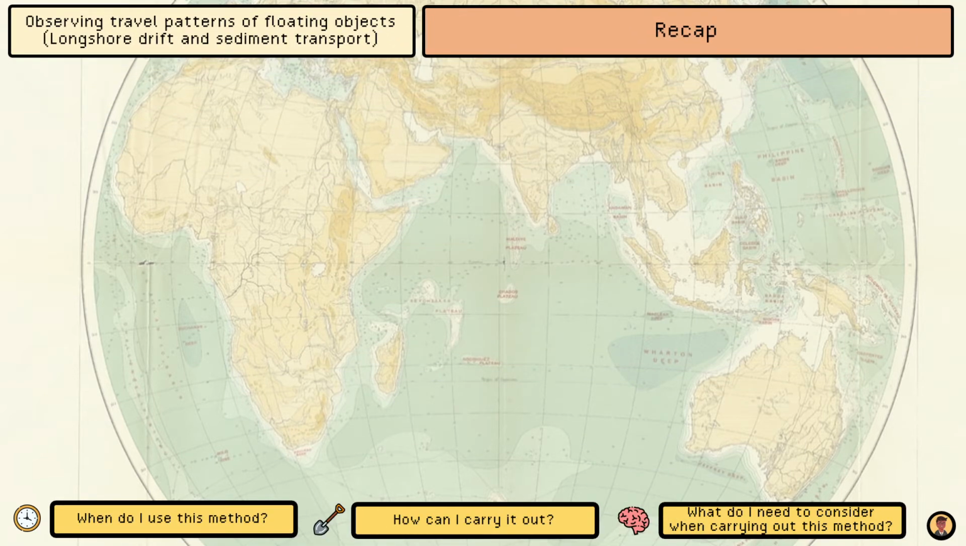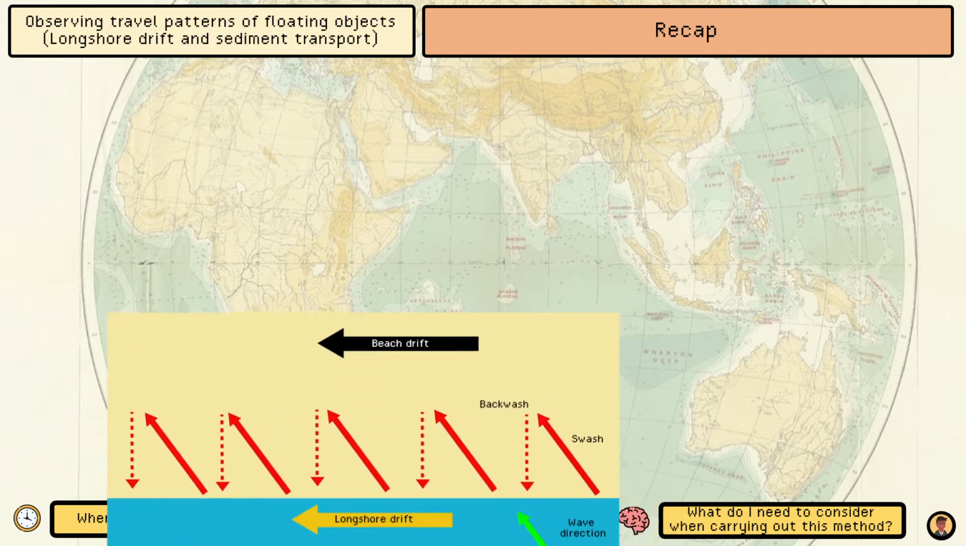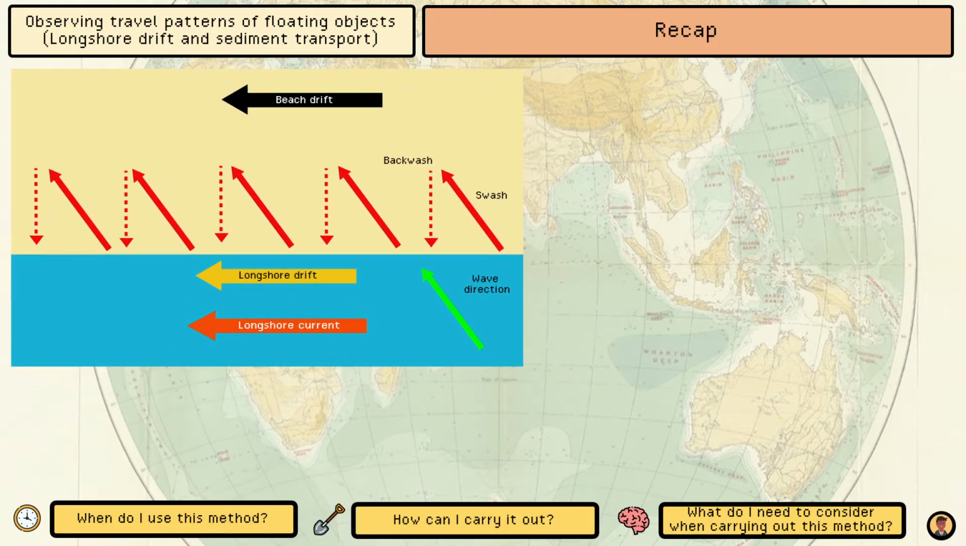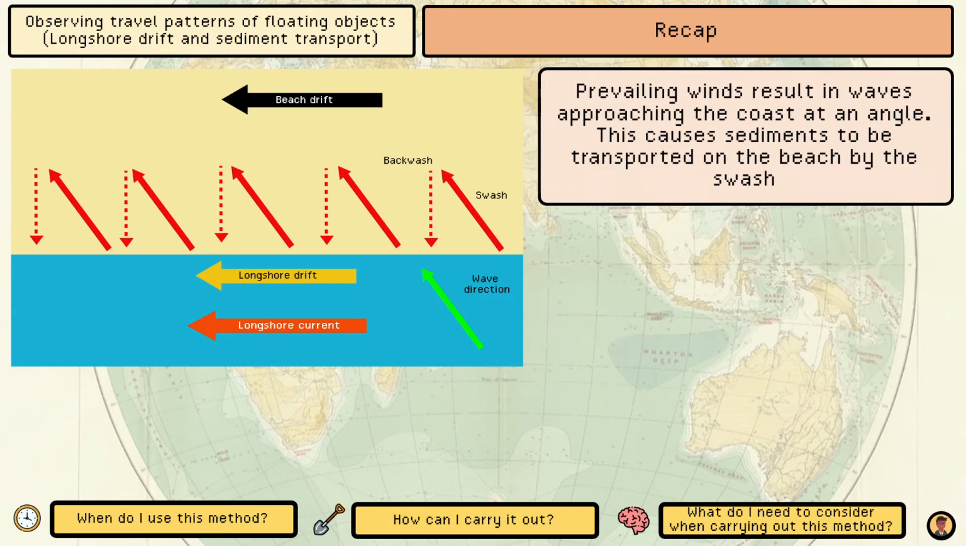Alright, so let me just recap with you your longshore drift and sediment transport on coasts, because I think many students confuse themselves when it comes to this. Let me pull this diagram up for you. So basically these are the main forces of transport or processes that happen on the beach. As you have learned in your lessons, prevailing winds result in waves approaching the coast at an angle. So over here you see the wave direction. The wave is moving this way because of the prevailing winds.